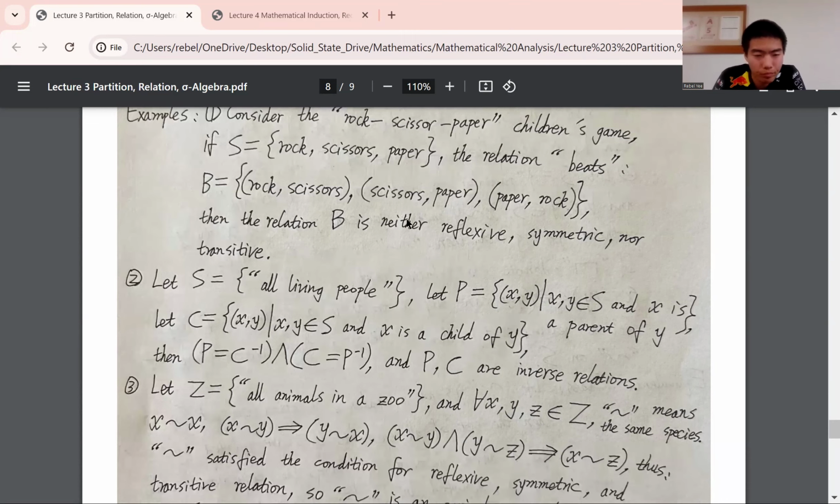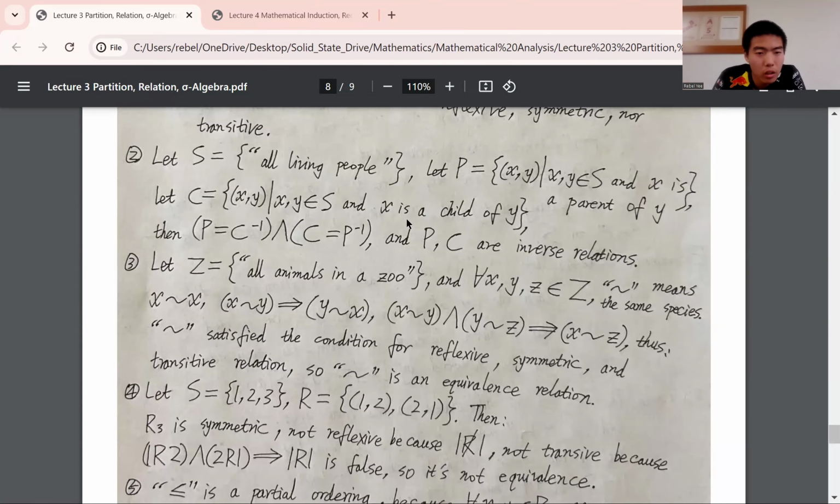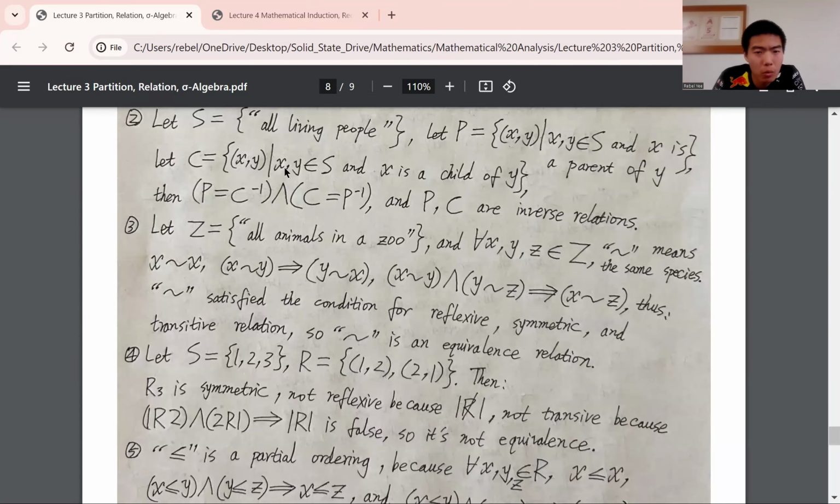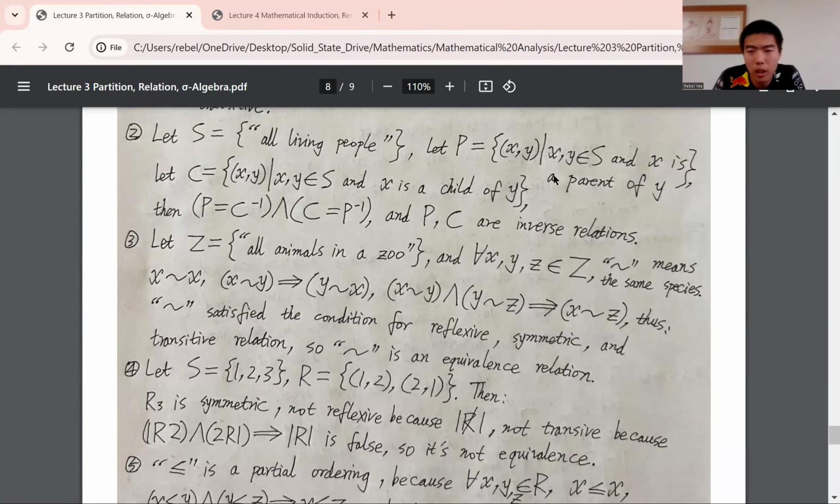And this symbol we might also have seen before: if x is a parent of y, and y is a parent of x, then they are inverse. They're inversely related. Okay, sounds good.